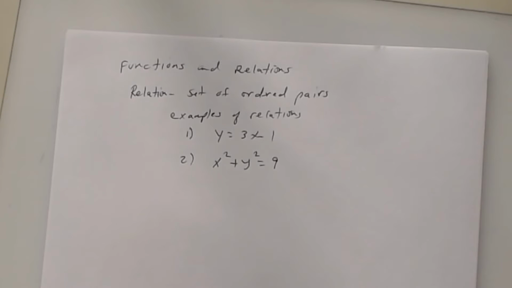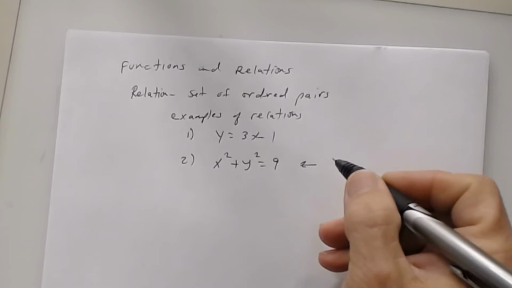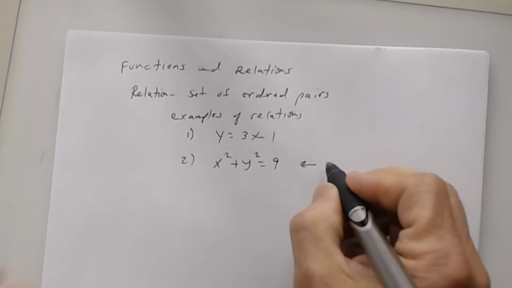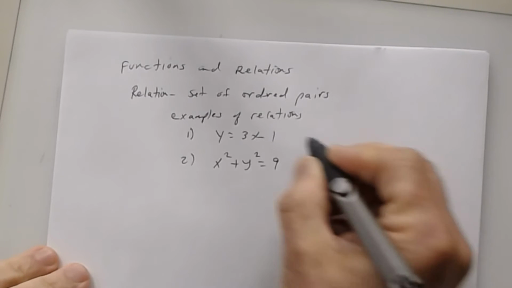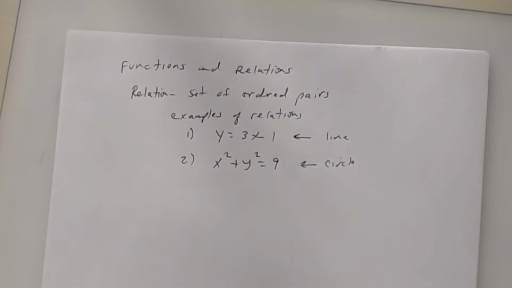X squared, y squared. The center would be what here? The origin, very good. The center is 0, 0. What's the radius? 3. All right, so this is a circle. And remember when we talked about circles, we said the circle is a set of ordered pairs, a set of points. So that's a circle. This is a line. Those were on your last test.